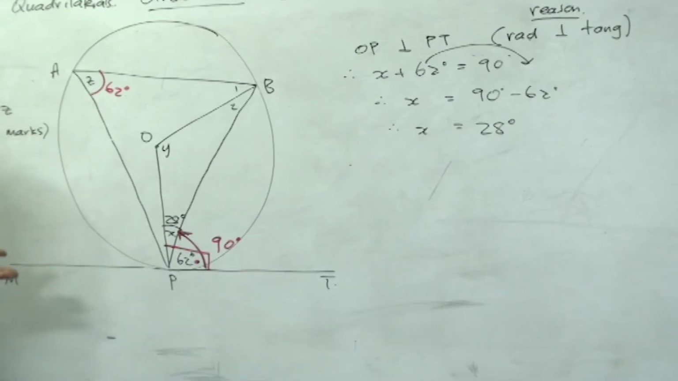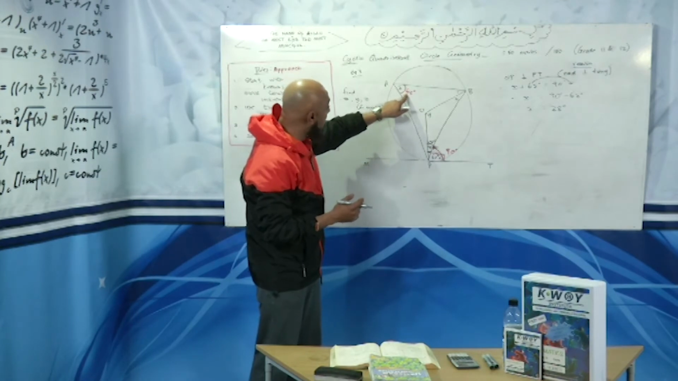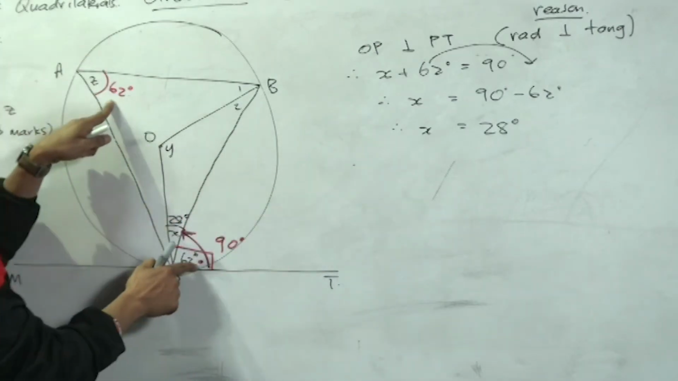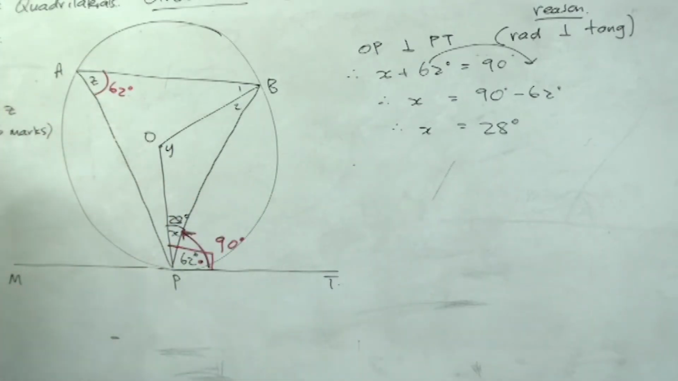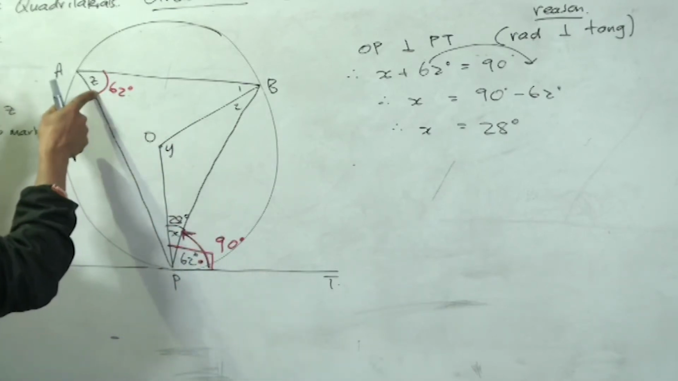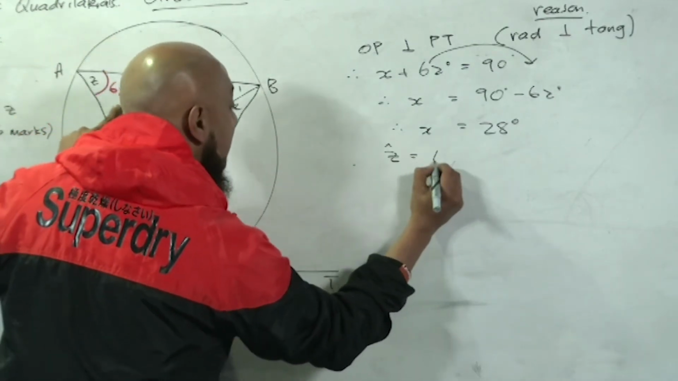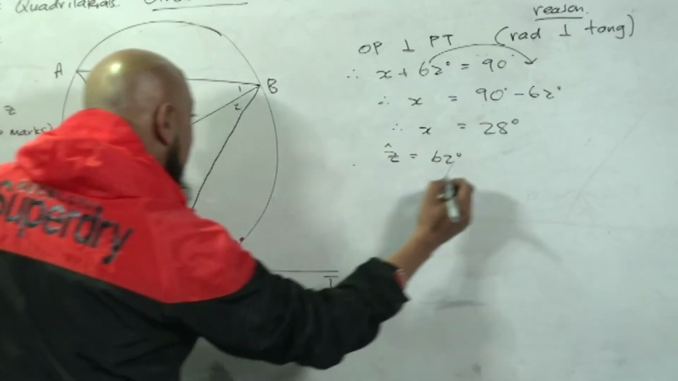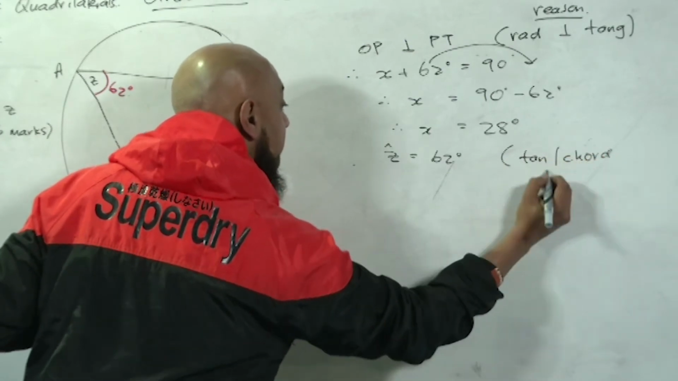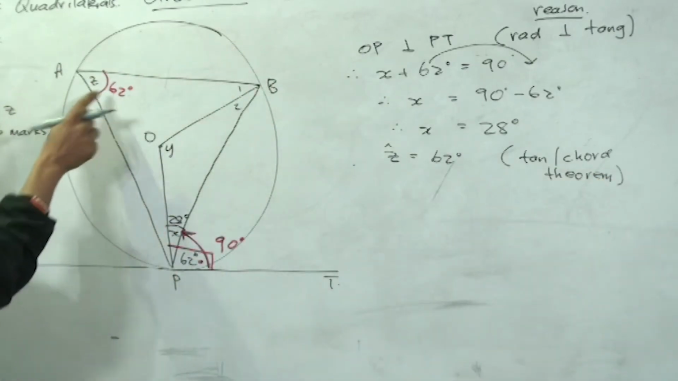What else can we now find, or what else can we conclude? We know that z is equal to 62, tan chord theorem, and it's a direct link. It's not an indirect link, it's a direct link to our theorem. Our theorem stated: angle between tangent and chord is equal to the angle subtended in the alternate segment. So angle z is equal to 62 degrees. Why are we saying it? Tan chord theorem. There we go, 62 degrees, 62 degrees.